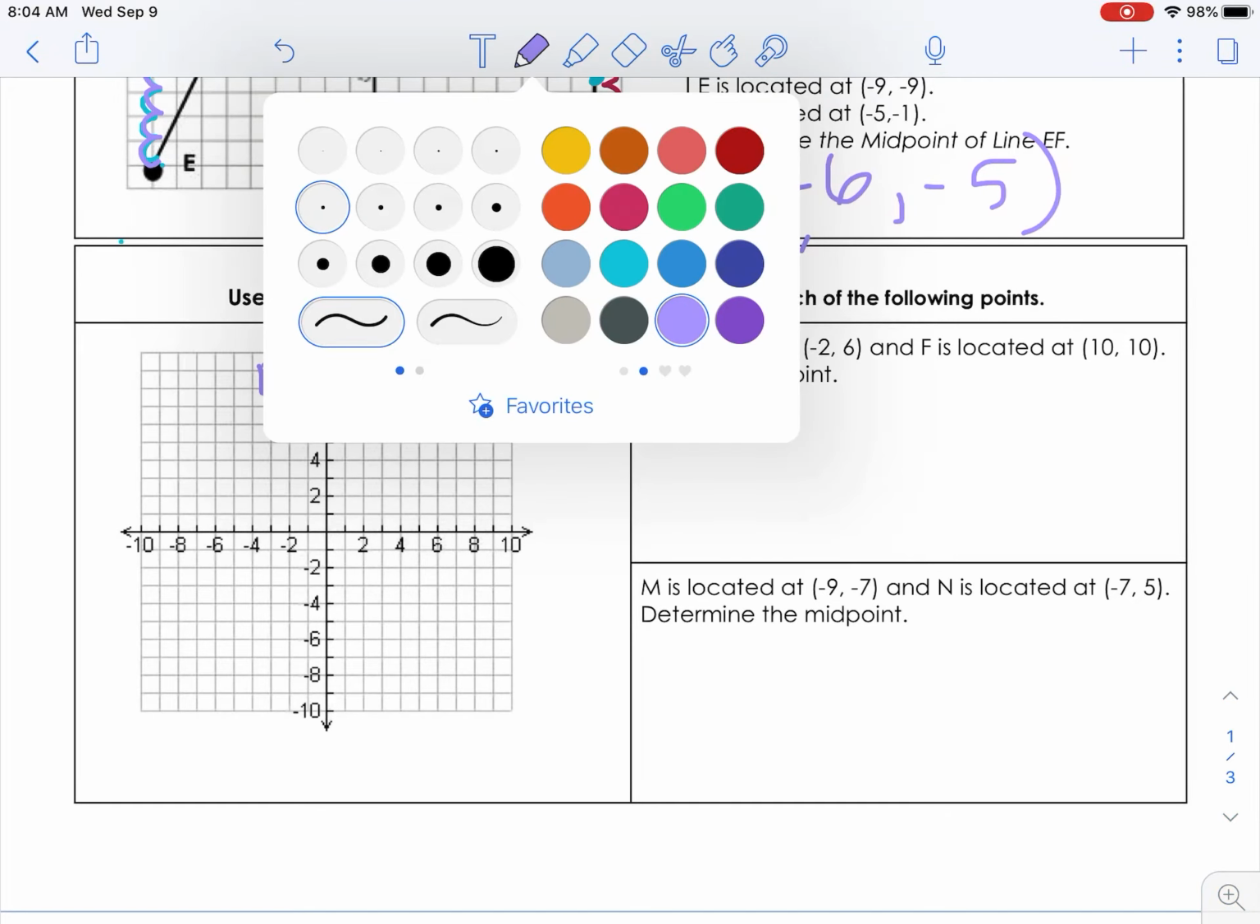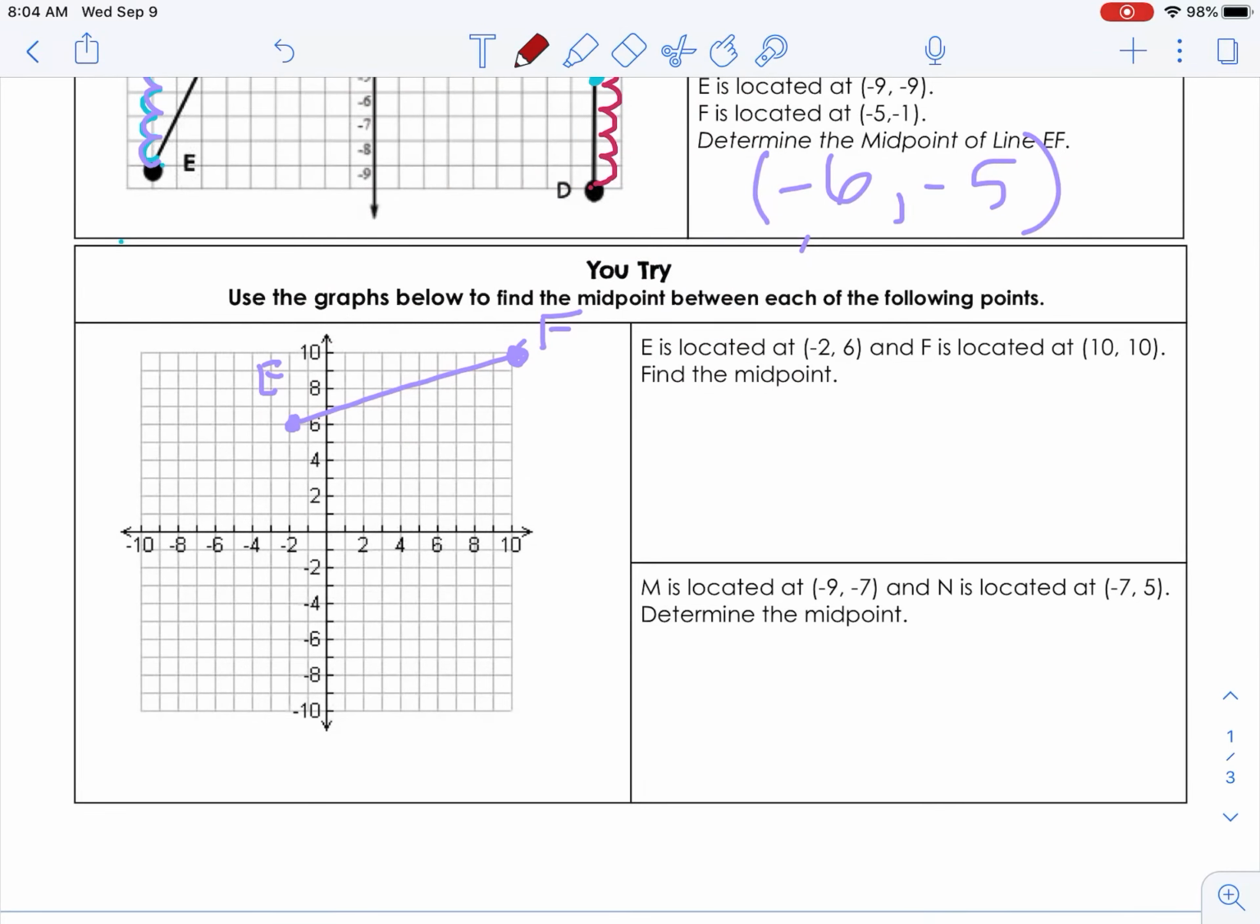So you should have counted up and over. So we would have gone up 1, 2, 3, 4. And we would have gone over 12, which means we're only going to go up 2 and over 6. So going up 2 and going over 6. All right. So our point should be at 4, 8.